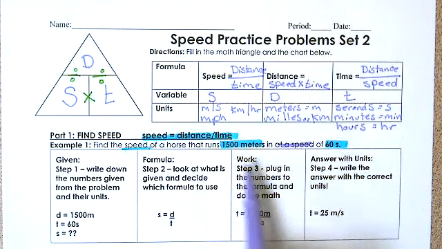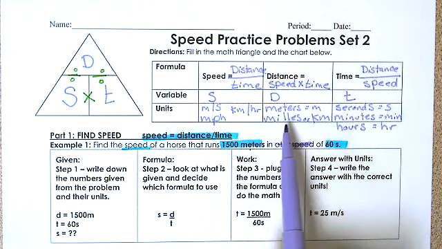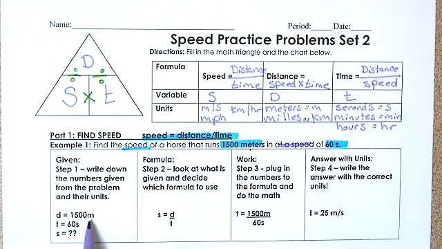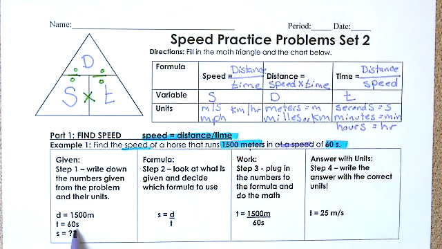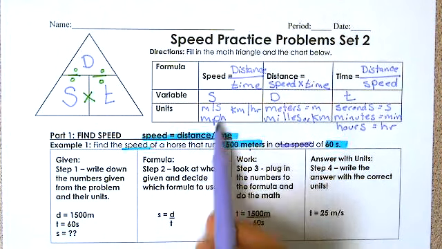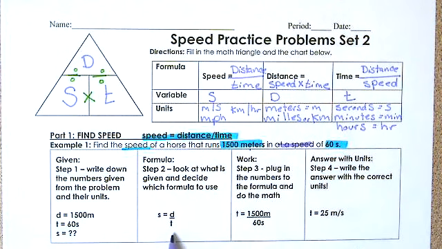Okay, so we know meters is distance. So we're going to put that here, 150 meters. We know that 60 seconds is time. So that's our T. And we're looking for speed. So our speed formula is distance divided by time. We're going to write that in the formula box. Step 3, we're going to show our work. We're going to take these numbers, plug them into our formula, and write it down. So 150 meters divided by 60 seconds.